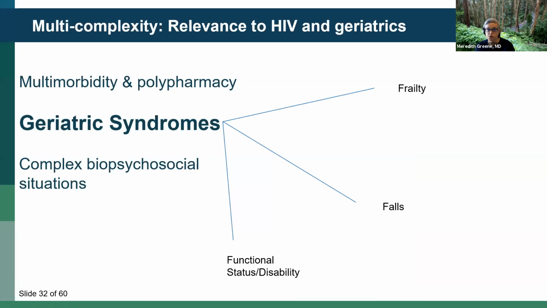So again, we're seeing a lot of patients with multi-complexity in HIV, and we talked about multimorbidity and some of the approaches, and then how we can approach polypharmacy with those 6 steps and thinking through potentially inappropriate medications and drug-drug interactions. So I want to switch to talk about geriatric syndromes. And today we're going to focus on frailty, falls, and functional status.